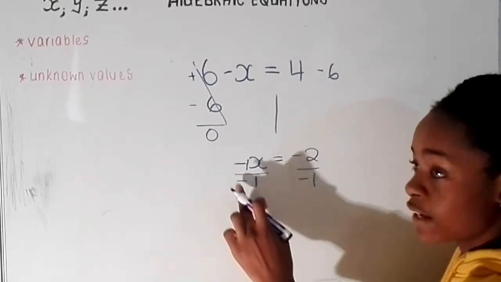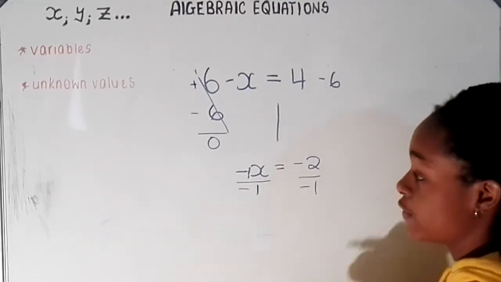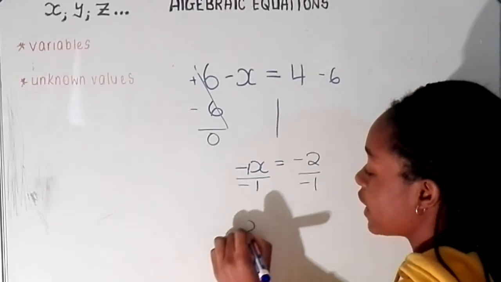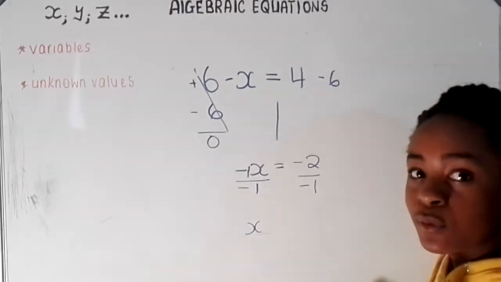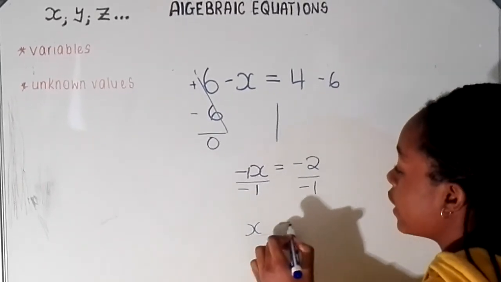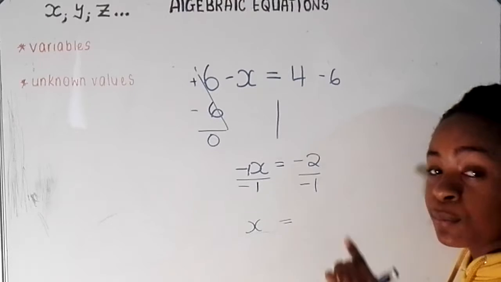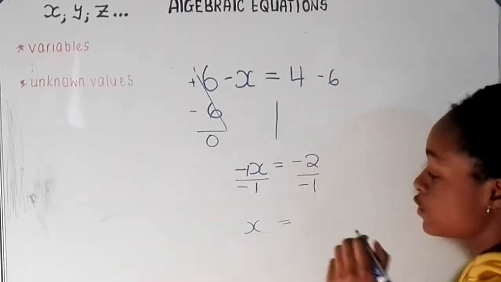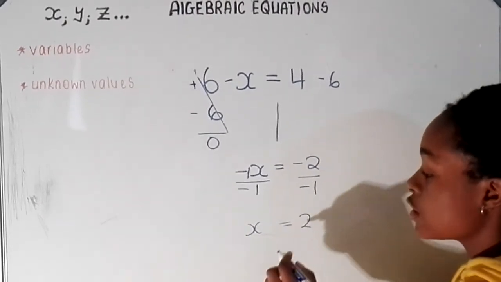So minus divided by minus gives me a positive. So I'll be left with x. Because 1 divided by 1 is just 1. And minus and minus gives me positive. 2 divided by 1 is 2. So the answer is 2.